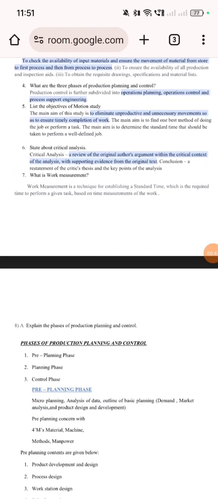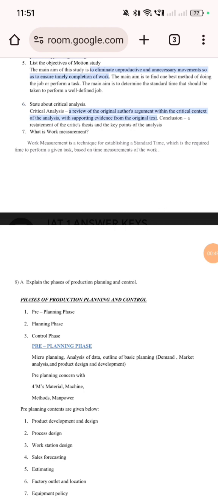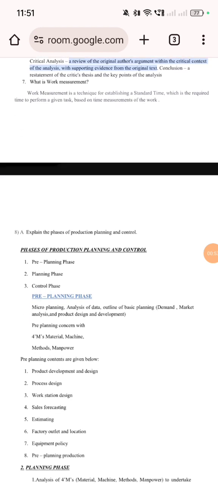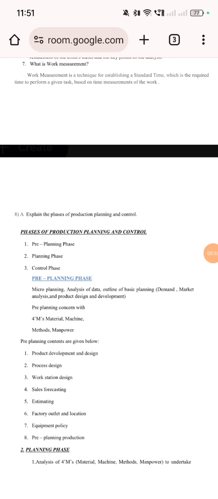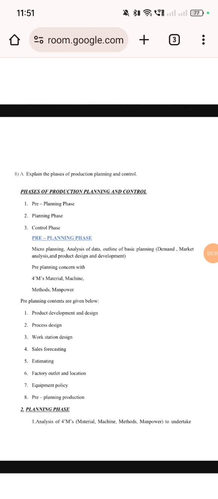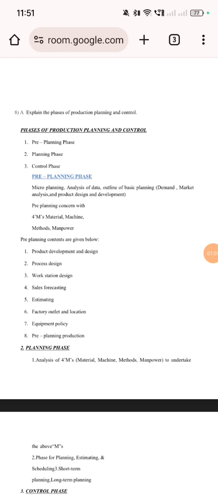Then we will see the part B questions. First one, explain the basis of production planning control. Production planning control is defined in three phases. First one, pre-planning phase. Second one, planning phase. Third one, control phase. First we will see the topic of pre-planning phase.